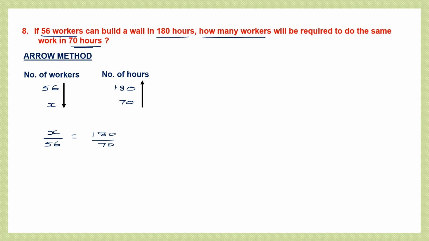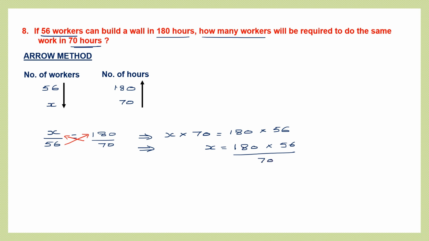Now cross multiply x and 70 and 56 and 180. So let's write it here. So that will be x into 70 is equal to 180 into 56. Now let's find the value of x. x is equal to 180 into 56 divided by 70. We have taken 70 from the other side and we have brought it here.